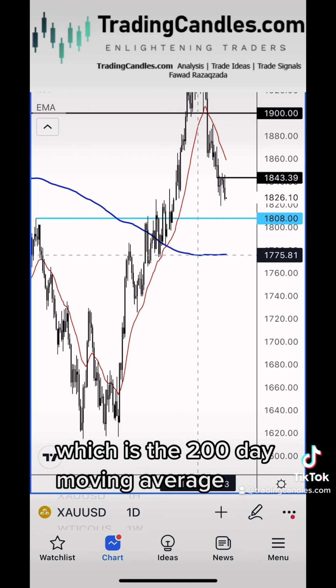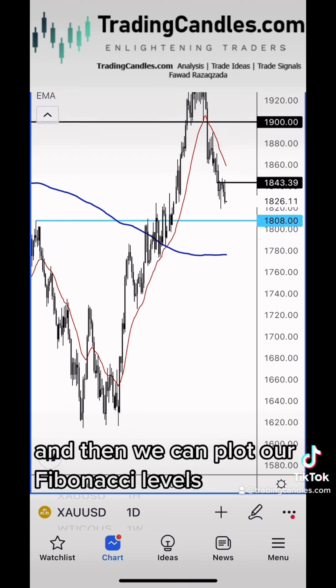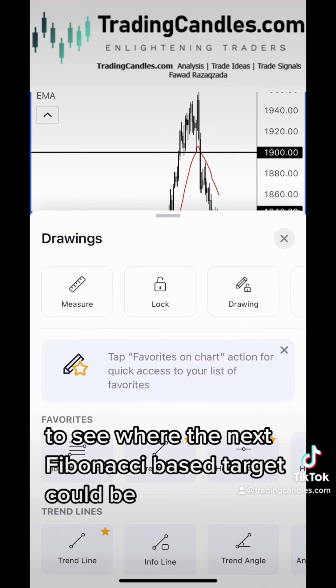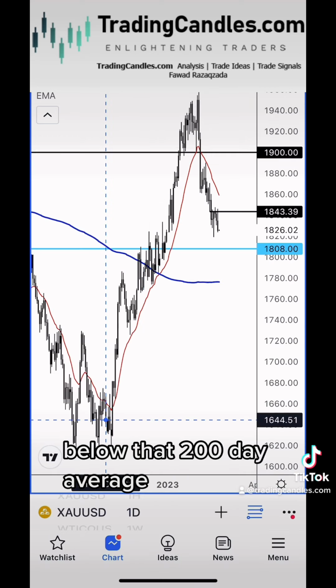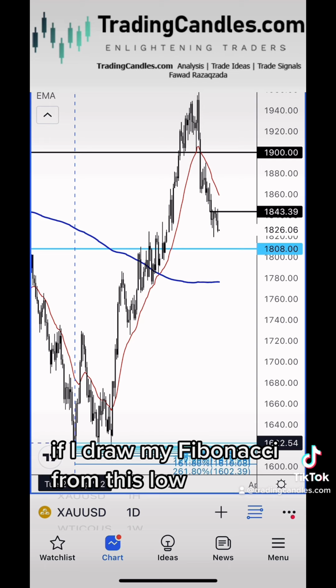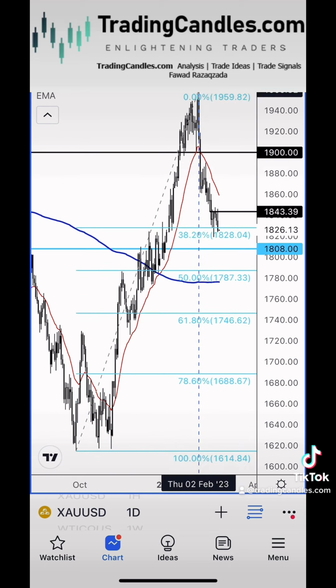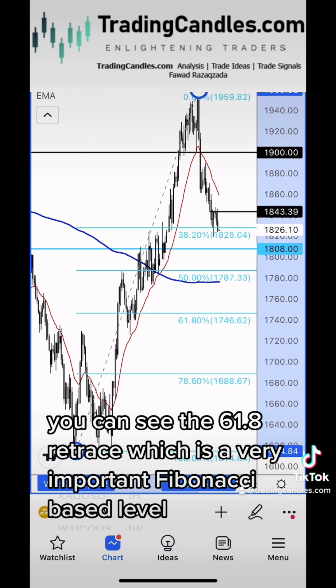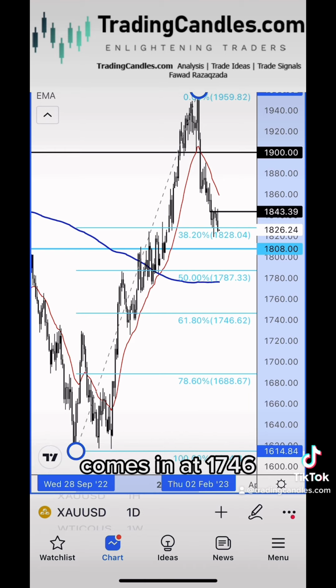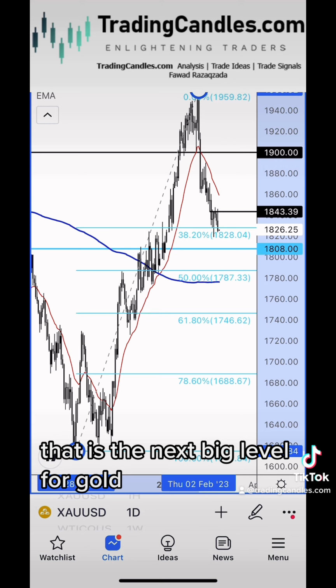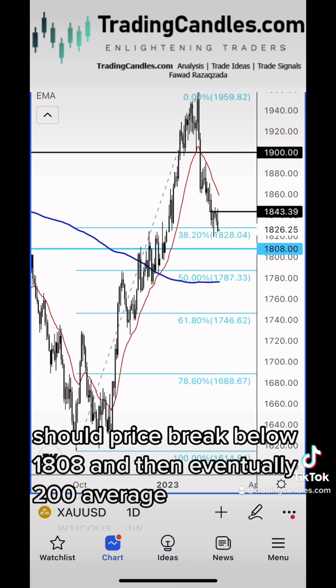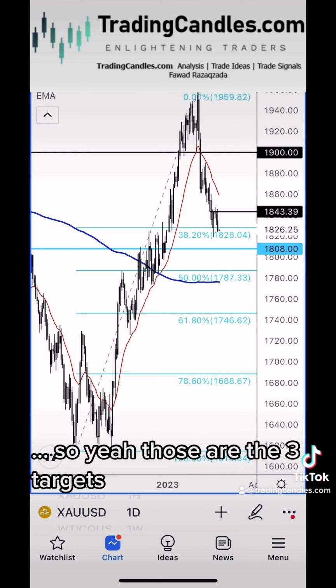1775, which is the 200-day moving average, and then we can plot our Fibonacci levels to see where the next Fibonacci based target could be below that 200-day average. Okay, so if I drop my Fibonacci's from this low to the most recent high, you can see the 61.8 retrace, which is a very important Fibonacci base level, comes in at 1746. That is the next big level for gold should price break below 1808, and then eventually the 200-day average.